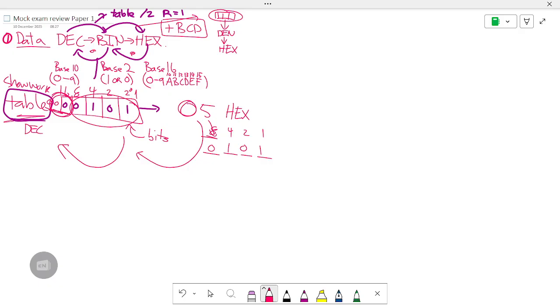How do I go from the table to denary? You put all the 1s or 0s in the table. If there's a 1, you just add the numbers together. So this is just going to be 4 plus 1 is equal to 5.